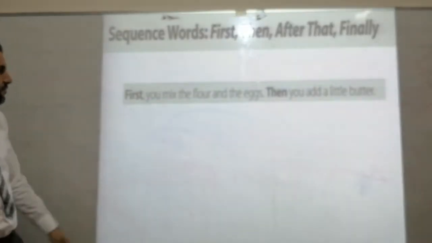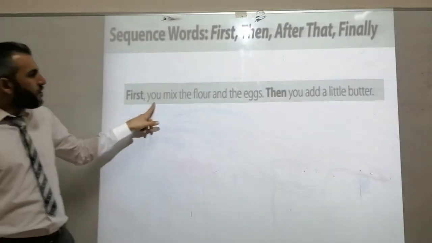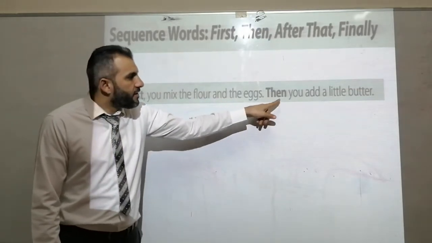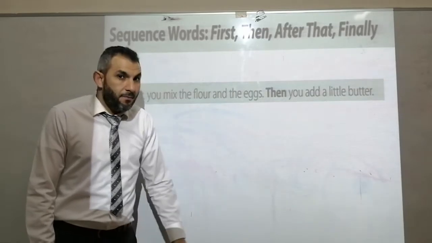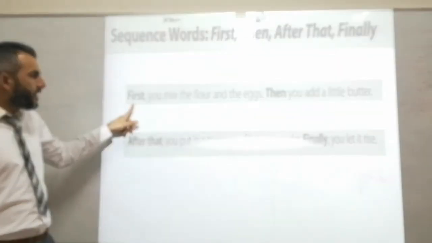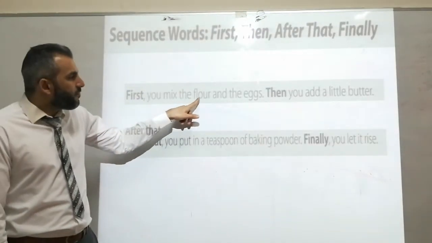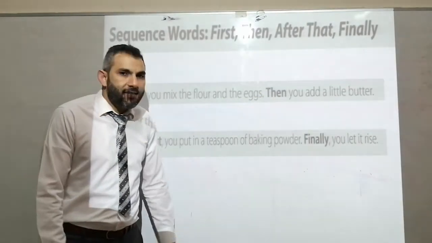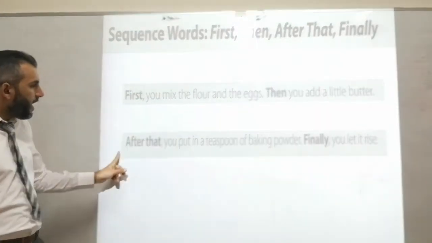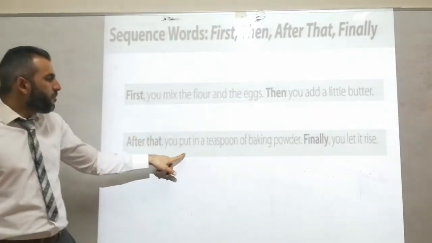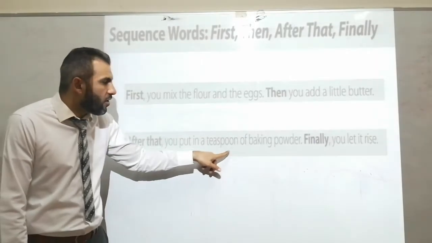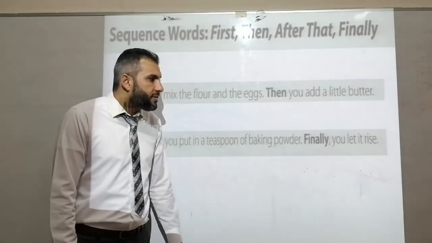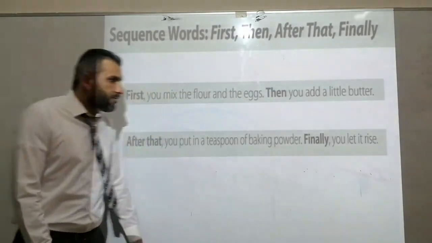For example, first, you mix the flour and the eggs. Then you add a little butter, okay? After that, you put in a teaspoon of baking powder. Finally, you let it rise. Okay.